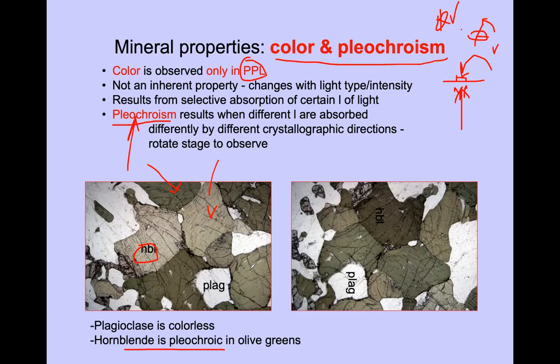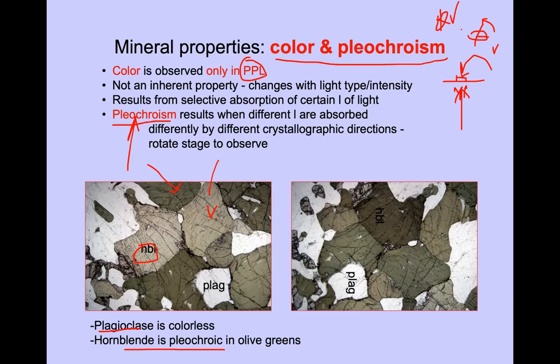This is important for colored minerals only. For colorless minerals, for example, plagioclase, which is a colorless mineral, and also quartz is a colorless mineral, you can't use this pleochroism feature to identify them, because even if you rotate the stage, you will see nothing. It's just colorless. So therefore this pleochroism is important for colored minerals rather than colorless minerals.